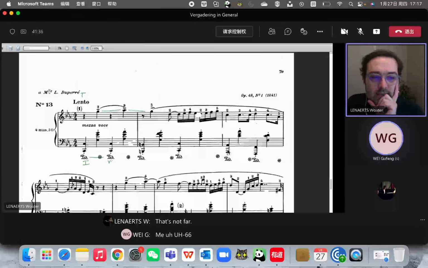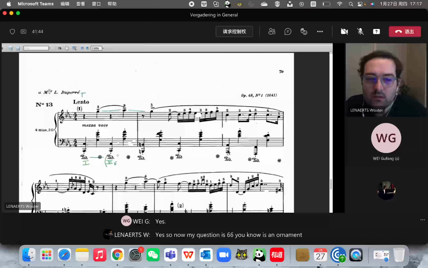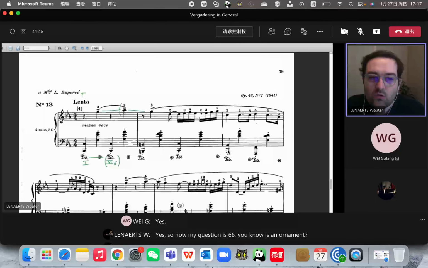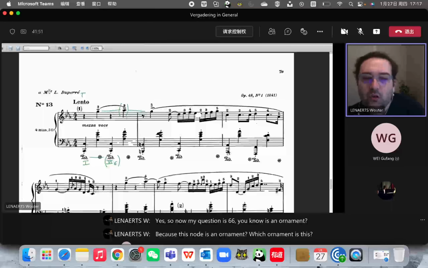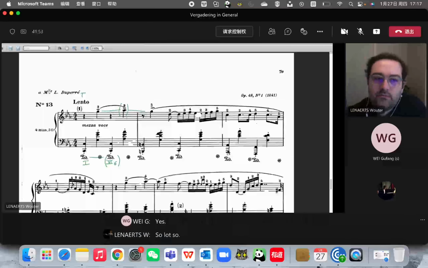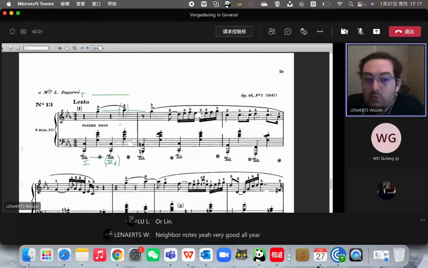6/6. Yes, 6/6. That's the chord we have today, yeah? Yes. So now my question is, 6/6 you know is an ornament, because this note is an ornament. Which ornament is this? Sol, La, Sol. Neighboring... Neighbor note. Yeah, very good. Or you can say neighbor chord.